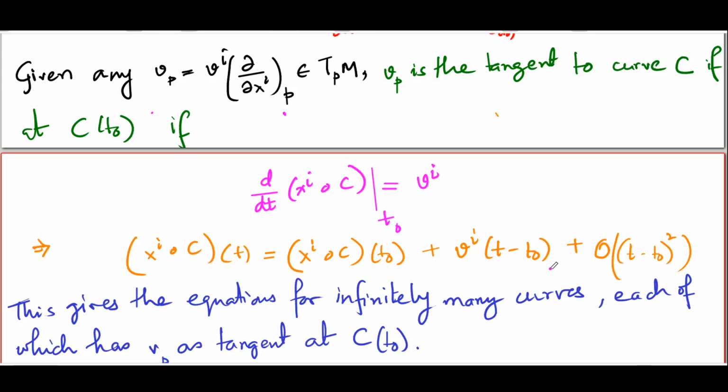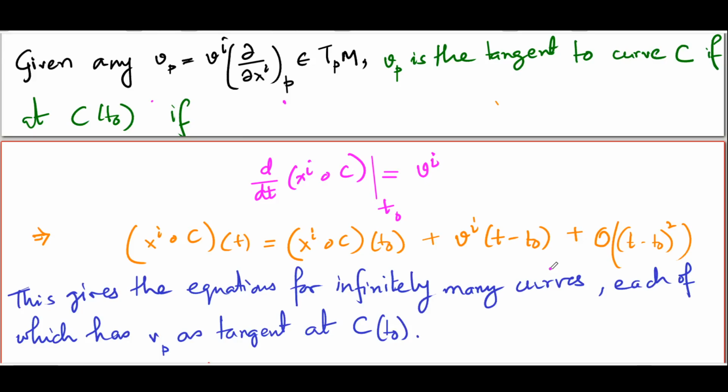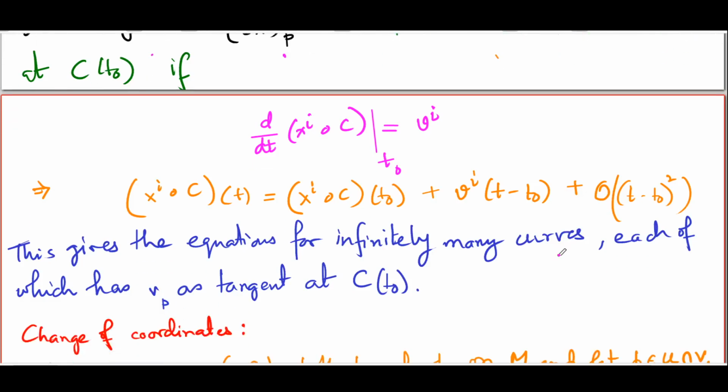Each of these choices will end up giving you a curve, and each of these will have Vp as a tangent at C(t0). In particular, I could have just stopped here and just looked at a curve which obeys xi composite C at T is xi composite C at T0 plus Vi into T minus T0. That curve will definitely have the vector Vp as tangent at the point P, that is at C of T0. So, what we have established is that every tangent vector at a point P is a tangent to a curve going to the point P.